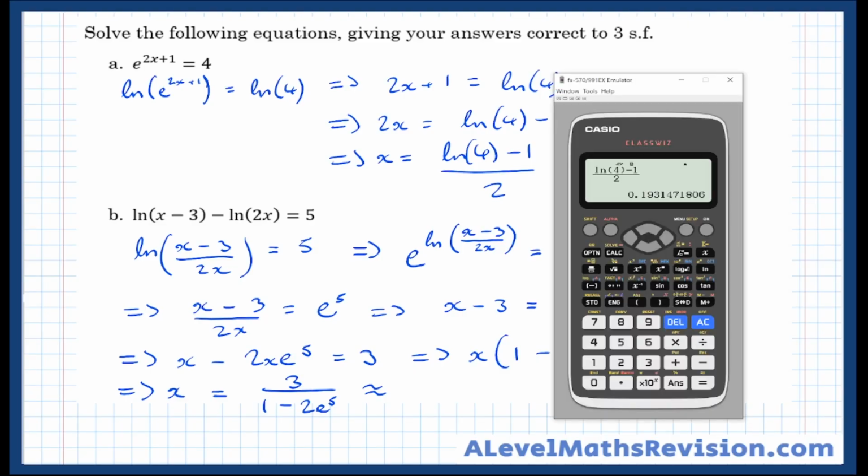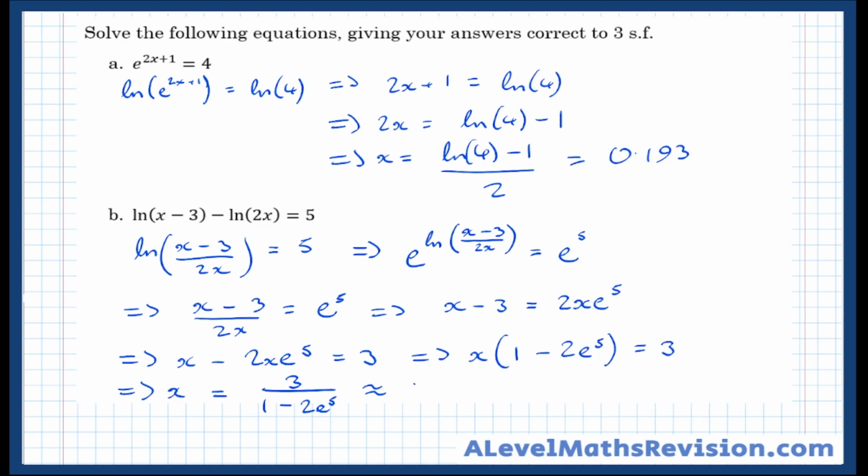Giving the answer to 3 significant figures as requested, 3 over 1 minus 2e to the power of 5 is minus 0.0101. And there's the answer to 3 significant figures. So no new techniques learned, just learning this definition of the number e and natural logarithm, which means log base e. So have a go at some of the questions.